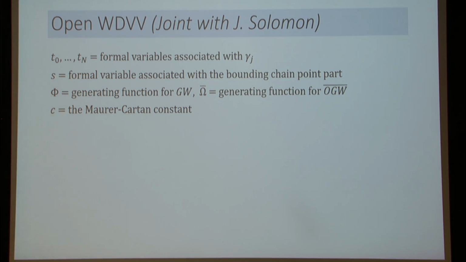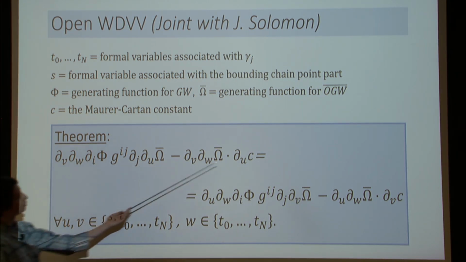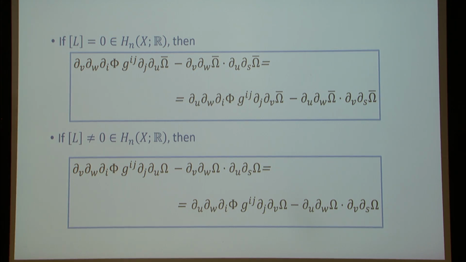In the open setting, we want to play the same game. And we do. So now we get a PDE that involves disk invariants, sphere invariants, and also this Maurer-Cartan constant that we had in the Maurer-Cartan equation, but don't get upset, because we can rephrase those equations in a way that avoids using the Maurer-Cartan constant if you're not happy with it. So yeah, literally the only difference between this and that is that this one has bars over the omega.